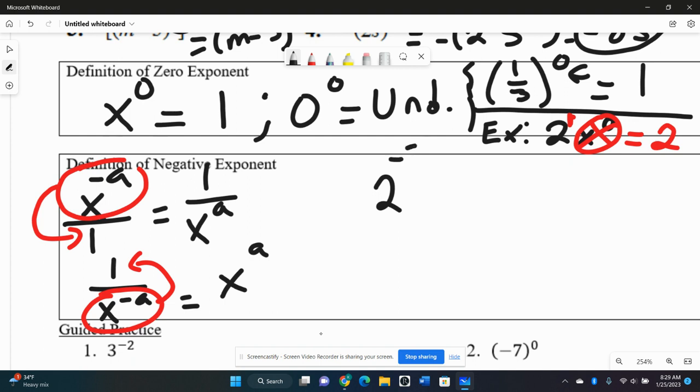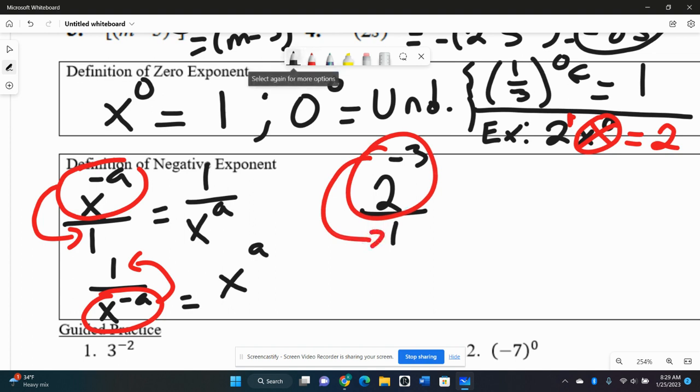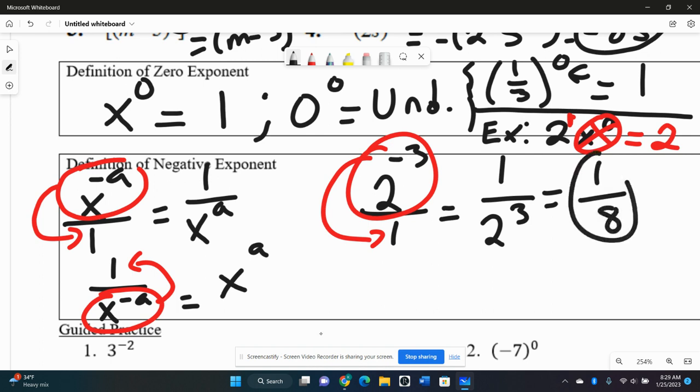So let's say for my example over here, I have 2 to the power of negative 3. Well, this is already on top. So where am I going to move it? I'm going to move it to the bottom. So this gives me 1 over 2 to the positive 3. And this one we've done today, that's 1 over 8.